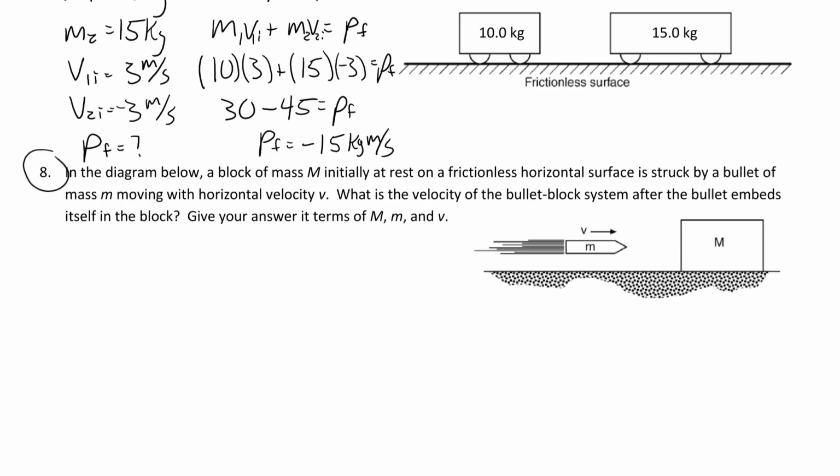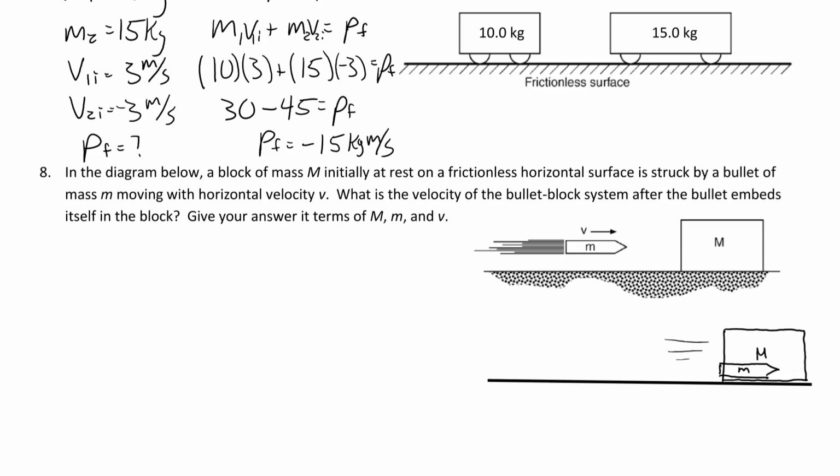Okay, number 8. Here we go. In the diagram below, a block of mass capital M is initially at rest on a frictionless horizontal surface, and it's struck by a bullet of mass lowercase m with a horizontal velocity of v. What is the velocity of the bullet-block system after the bullet embeds itself in the block? So this is the initial condition, and then the bullet embeds itself in the block and they move together.